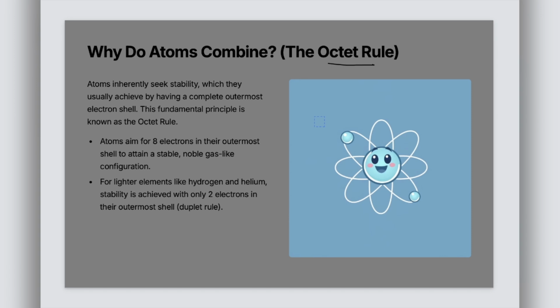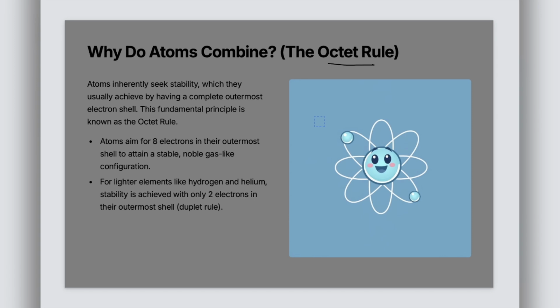Atoms behave in the same way. They gain, lose, or share electrons so that their outer shell has exactly 8 electrons, just like someone trying to get 8 snacks at the party. This is what we call the octet rule: the tendency of an atom to complete 8 electrons in its outermost shell to become stable, like a perfect snack plate.